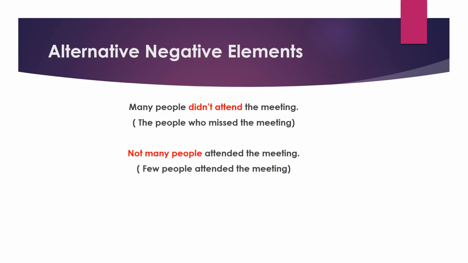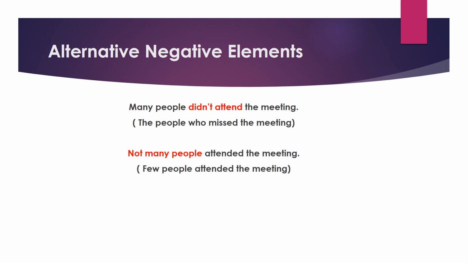However, as we said, some sentences may give us two different meanings when we negate them in two different ways. For example, many people didn't attend the meeting and not many people attended the meeting. In the first sentence we negate the verb, we say didn't attend, while in the second sentence we negate the subject, we say not many people. So if we examine the meaning of each of these two sentences, we are going to see that each one is telling us something different.